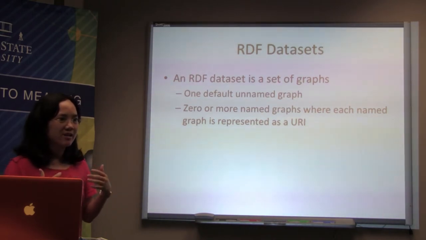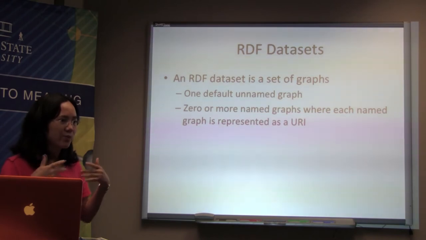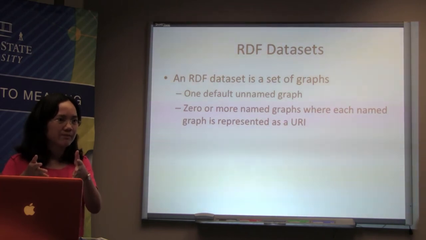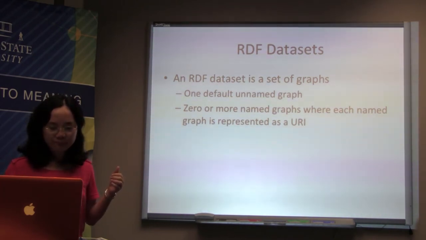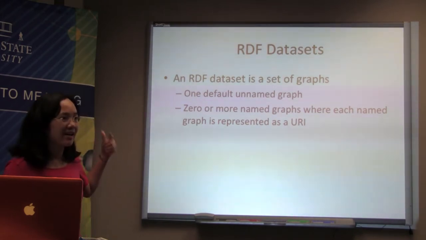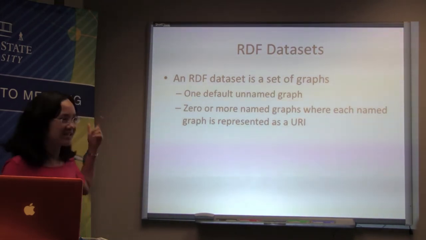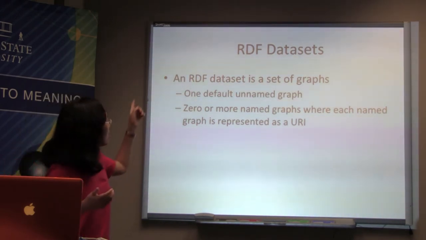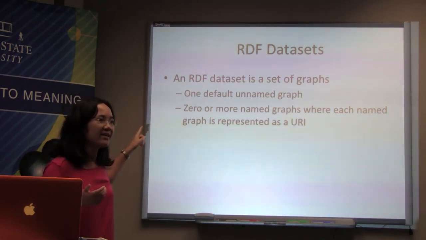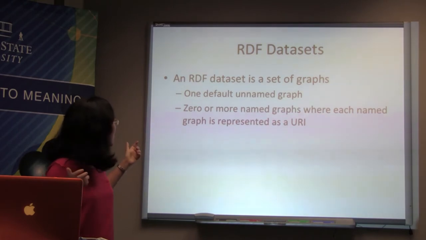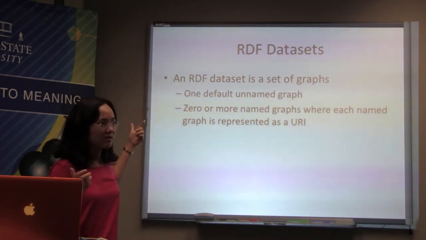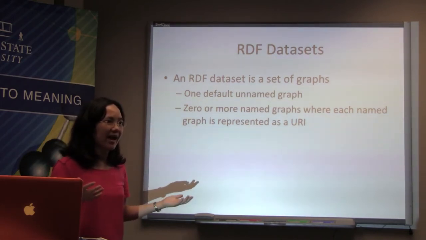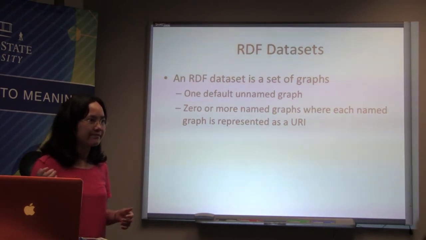Another point of view is that we need to split the RDF triples of the same dataset into one group. The second definition of an RDF dataset says that an RDF dataset is a set of graphs. Within the set of graphs, we have one unnamed graph, the default graph, and in the rest of the graphs, all of them must be named graphs. That means each graph is associated with a URI.